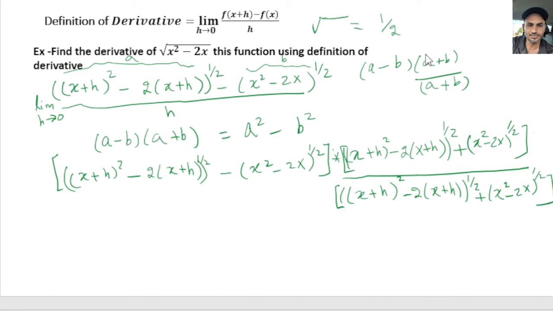Okay, so we multiplied by a plus b and divided by a plus b, and this whole thing was also divided by h in our original function right here. So this is what we get, and the next thing is we're going to simplify it further. This is the next step right here. When we have a minus b times a plus b, it becomes a squared minus b squared. So this is our a and this is our b.